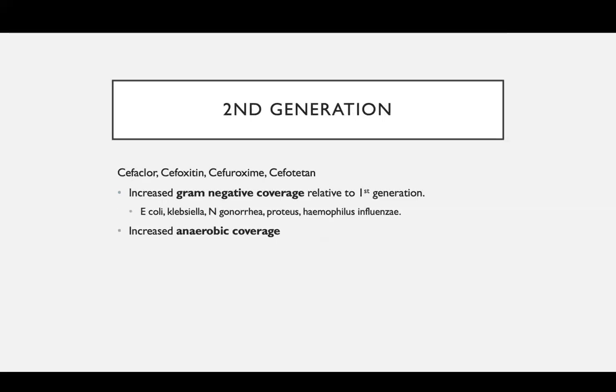Our second generation cephalosporins are cefaclor, cefoxitin, cefuroxime, and cefotetan. These have increased gram-negative coverage compared to our first generation. So you'll have coverage against E. coli, Klebsiella, Neisseria gonorrhea, Proteus, Haemophilus, and they also have increased anaerobic coverage.